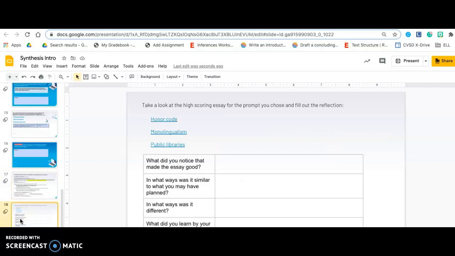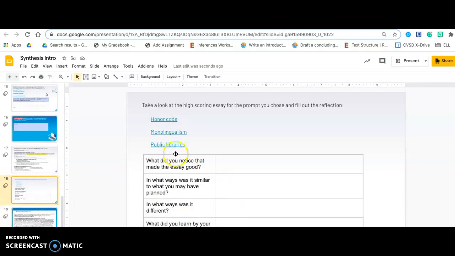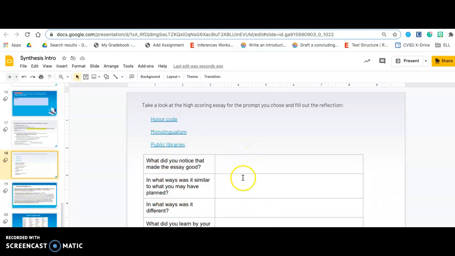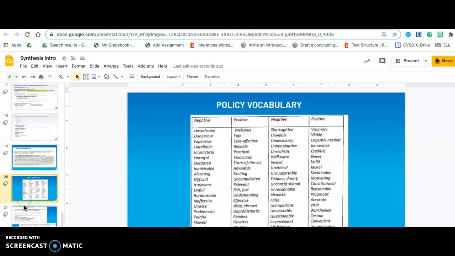The last thing that I want you to do is I want you to take whatever prompt you picked here and I want you to take a look at the high scoring essay for the prompt and I want you to fill out this brief reflection for it. Okay, you're not writing the actual essay, but I want you to have a look at what a student already did who scored high and then fill out some reflections on that.